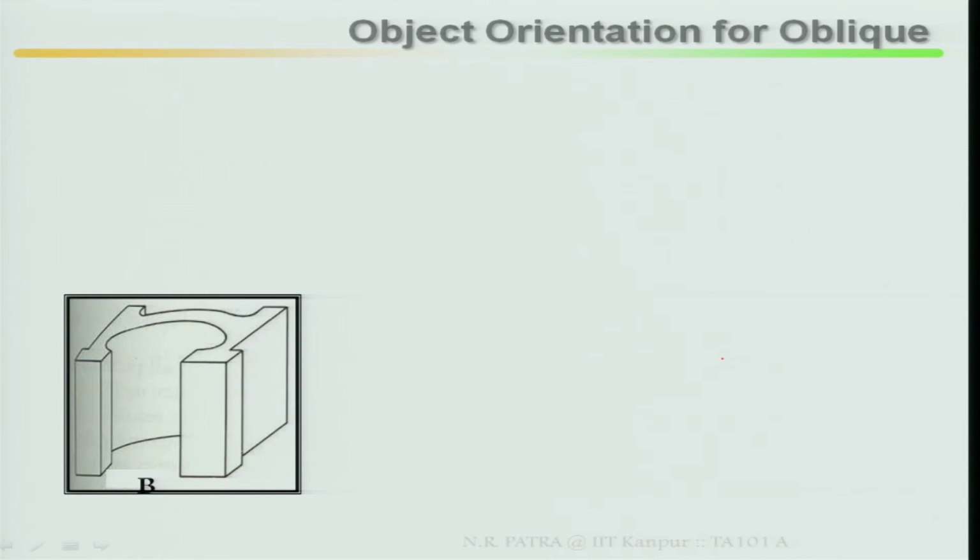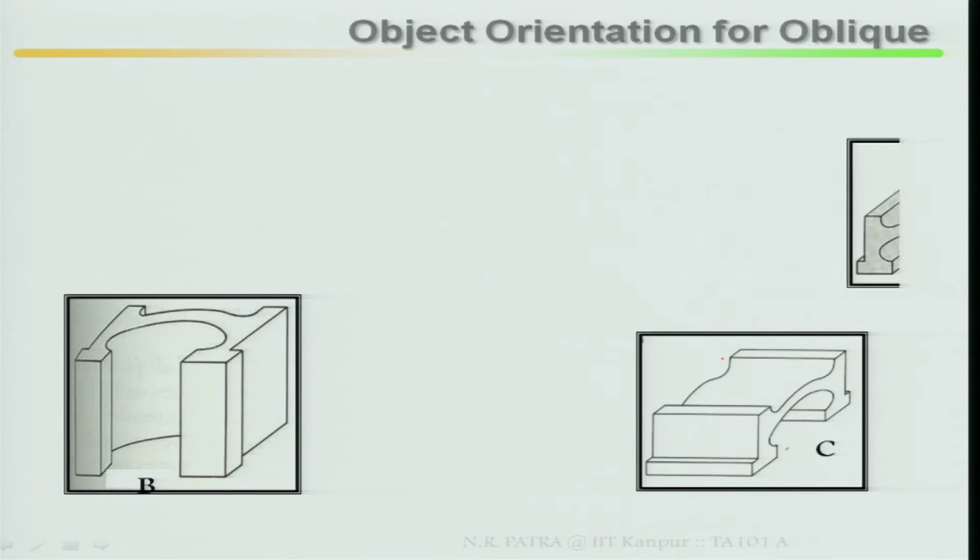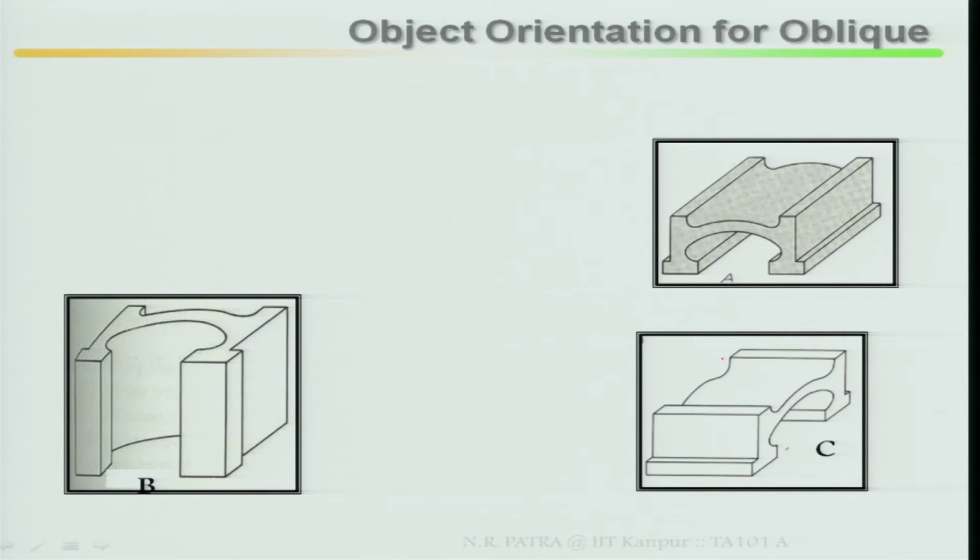Object orientation for oblique: B, C, A. Look at the same object, how it has been oriented, A, B and C. There is greater distortion at B and C than A. First you identify where your distortion is, in which direction there is a greater distortion. In B, if I orient it so that this is C and this is A, and I compare A, B, C, then there is greater distortion at B and C than A.